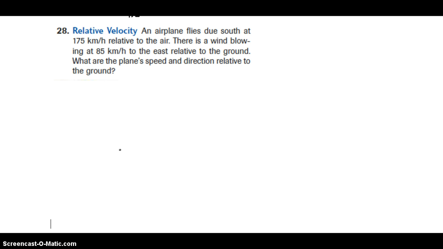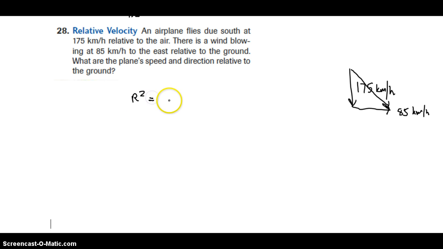Right, for number 28, we're looking at an airplane flying due south at 175 kilometers per hour. There's a wind blowing 85 kilometers per hour to the east, relative to the ground. So we want to find the plane speed and direction relative to the ground. Again, we're just going to add these two vectors. This time we don't have any angles other than 90 degrees involved. So we're just going to use the Pythagorean theorem.